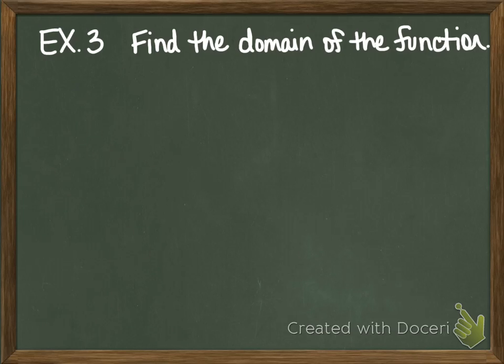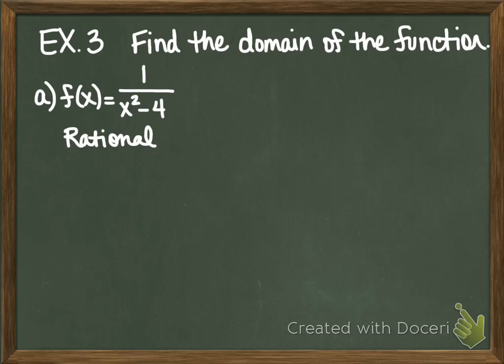Okay, and last we're going to look at the domain of the function. So this first one, f of x equals 1 over x squared minus 4. This is a rational function because it looks like a fraction. It's got x's in the top and bottom or just in the bottom. So for a rational function, we set the denominator equal to 0 and solve.